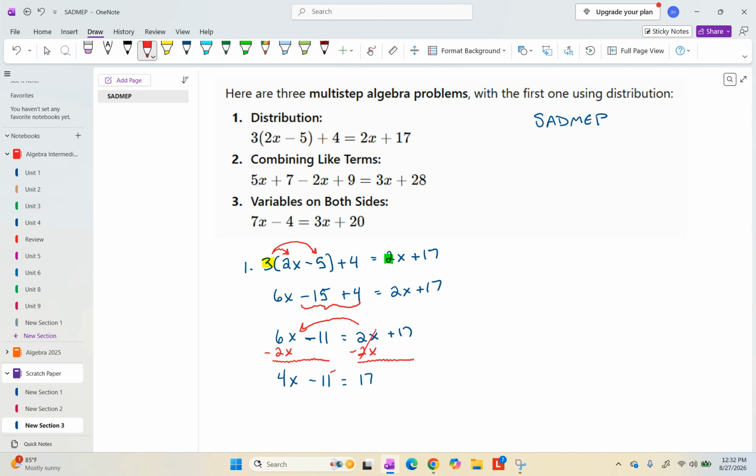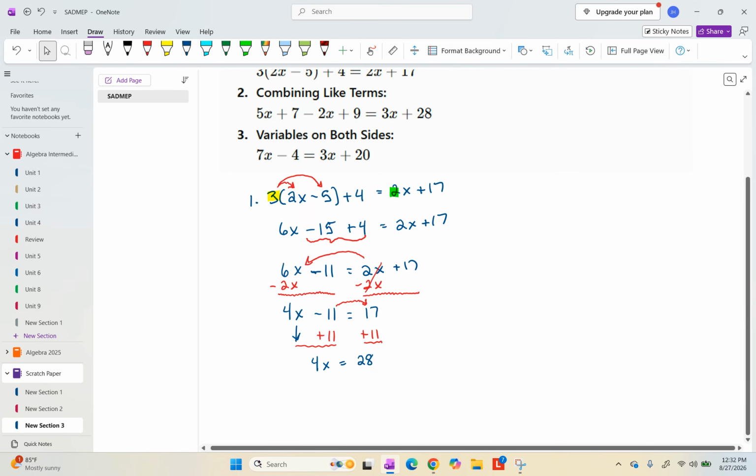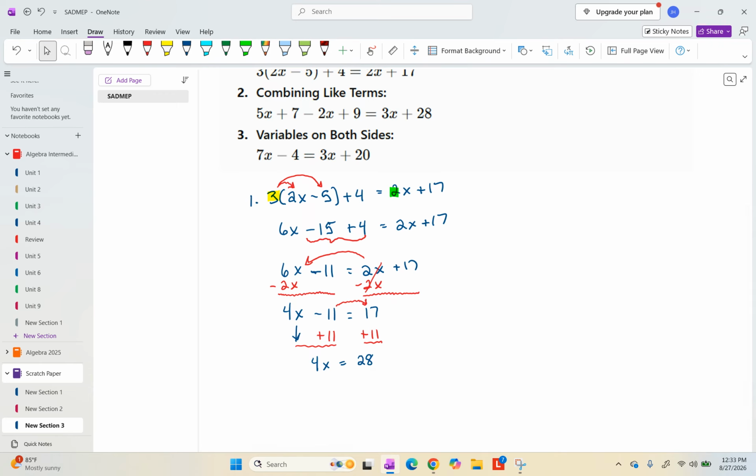So I'm actually going to move the minus 11 over to the other side to get the constant on one side. So how do I do that? I think of the opposite of minus 11, which is positive 11. I'm going to add 11 to both sides. That's going to give me the 4 boxes. I'm going to bring the 4 boxes down. The 11 oranges are gone. And on the other side, because I added 11, I have 17 plus 11, which is 28. And I have 4 boxes on one side, 28 oranges on the other side.